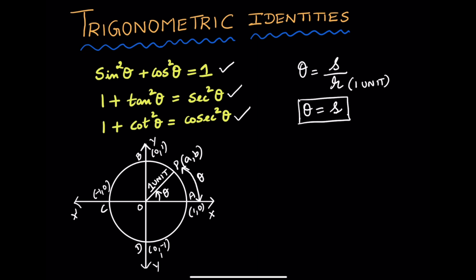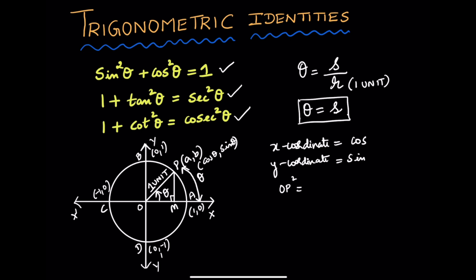Now we also know that the x coordinate is cos and y coordinate is sine. So basically this is cos theta comma sine theta. Now what we can do is, if we extend point P to the x-axis and mark this as M and apply the Pythagoras theorem, we get OP square is equal to OM square plus PM square.